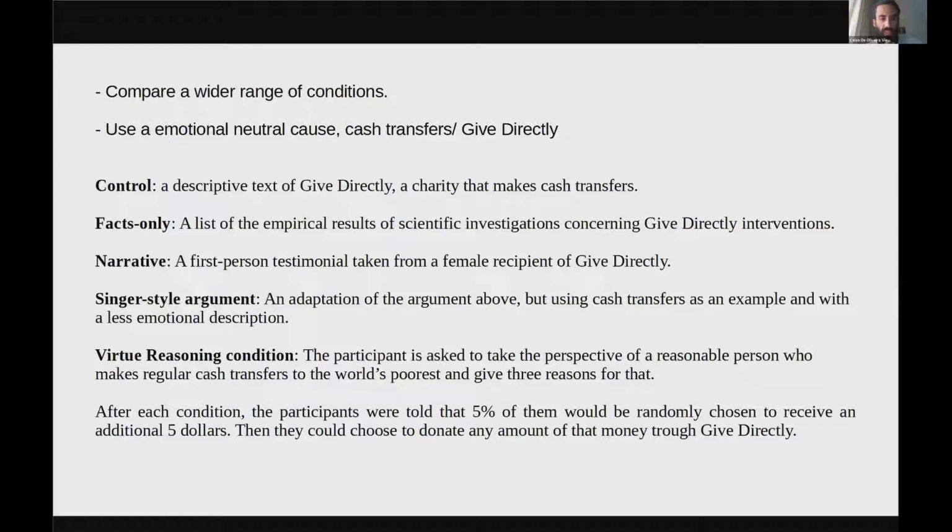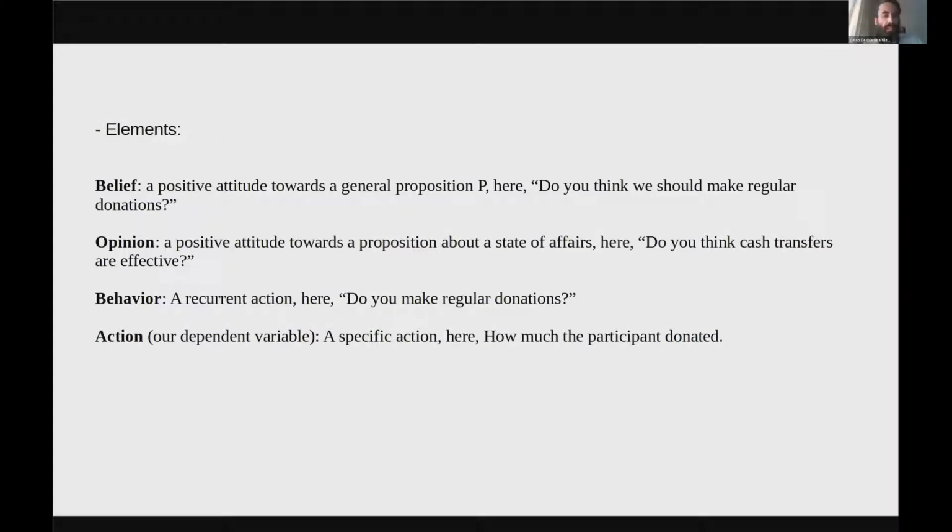It is the virtual reason condition, in which we ask the participants to put themselves in the perspective of a reasonable person who makes regular cash transfers, and give three reasons for why this person should do that. After these conditions, each person had just one condition. They were told that 5% of the participants would receive an additional $5, and then we asked them if they wanted to donate some amount of that money to GiveDirectly to make a direct cash transfer.